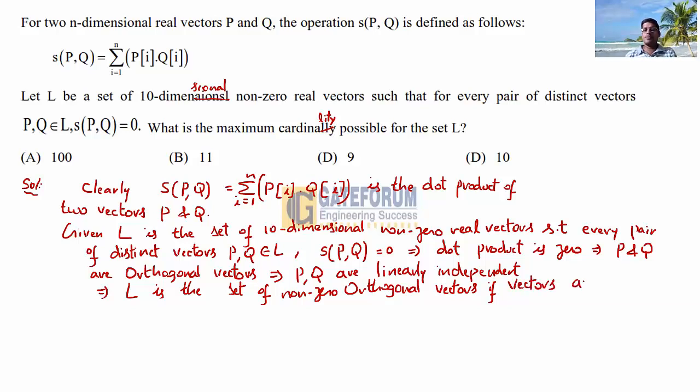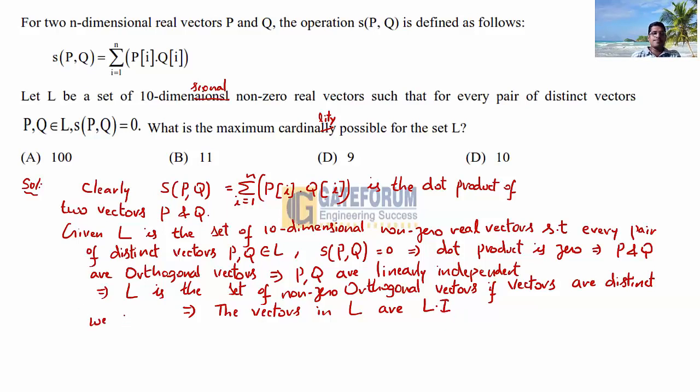Vectors are distinct. So every pair of distinct vectors. That means already L is a set, and a set never contains a repeated element. So automatically L is a set of non-zero orthogonal vectors. So that means the vectors in L are linearly independent. LI stands for linearly independent.